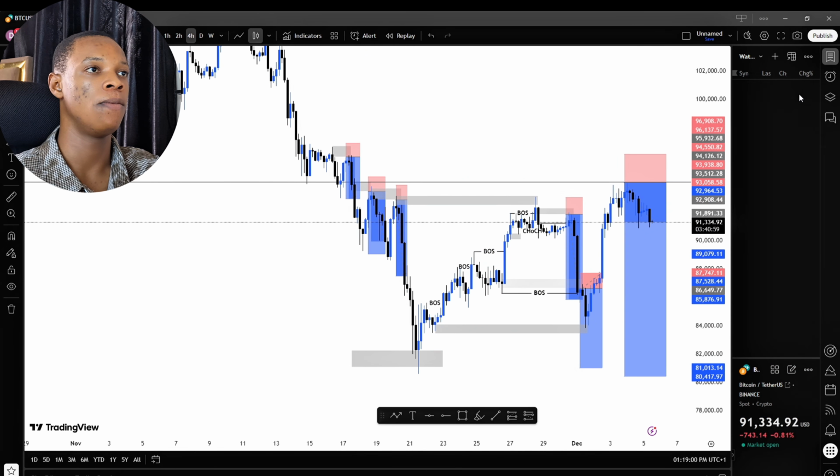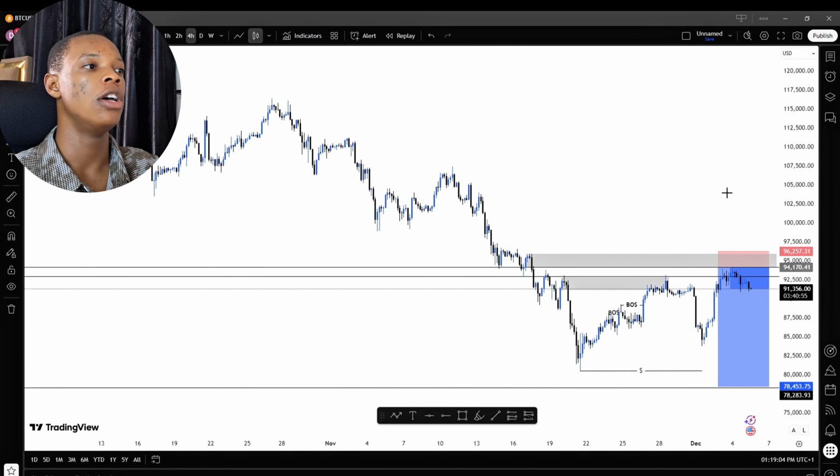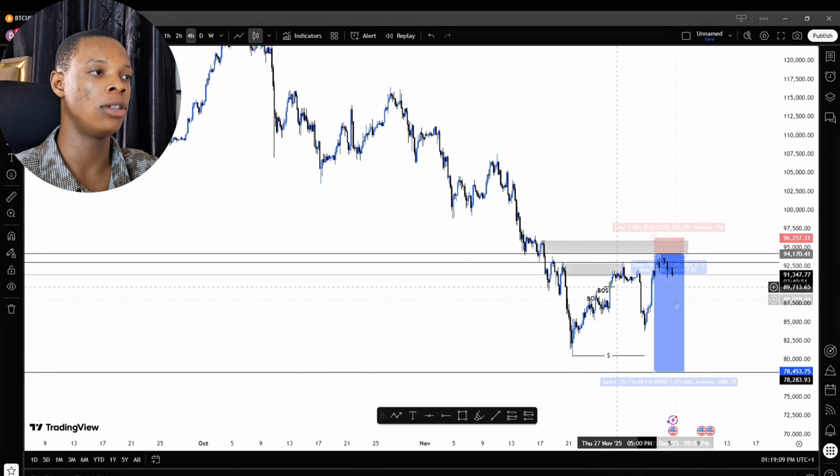Let me use this BTC example and then show you guys with it. Now let's use it as a practical example. On BTC right here, this was a sell, this is a sell I'm currently on.